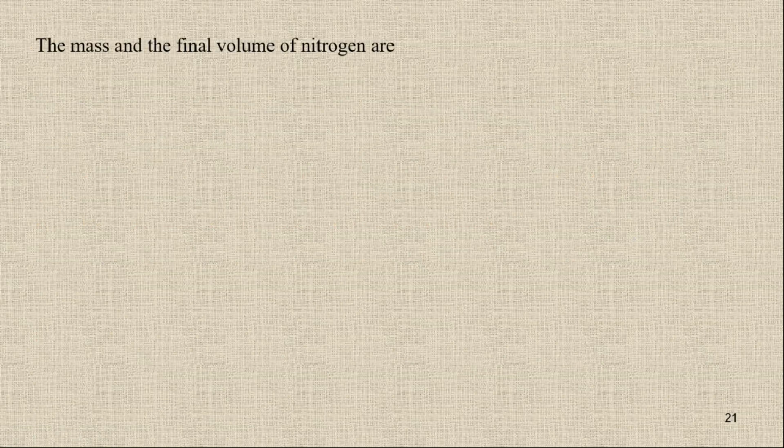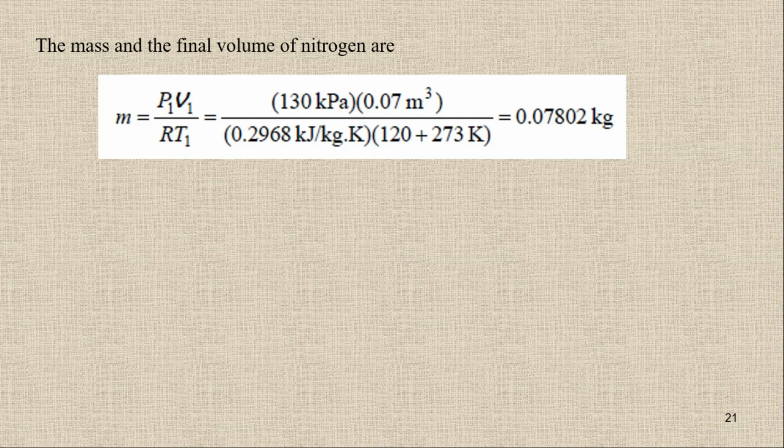So if I'm going to check the mass, we have a simple formula, PV = mRT. We know P1, we know V1, the value of R is given, and T1. You can see for T1, I've added 273 to 120 degrees Celsius. So you have to put the values in Kelvin always. When you solve this, you will get an answer of 0.07802 kilogram. So in this way we can find out the mass.